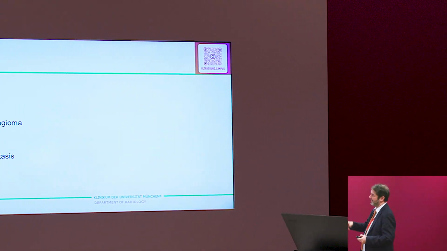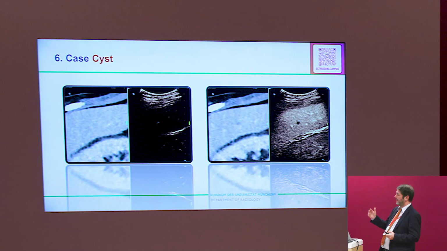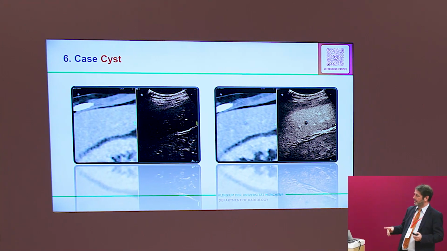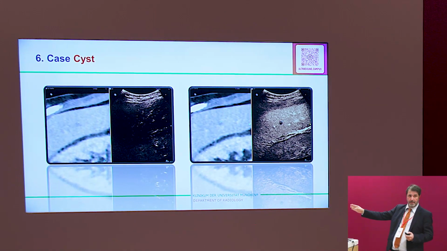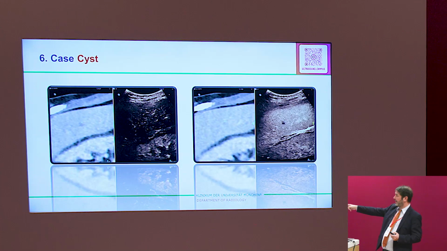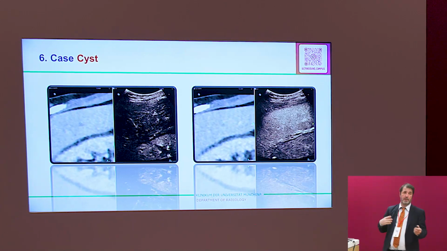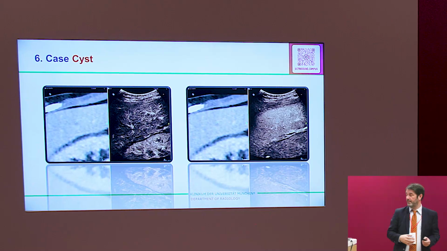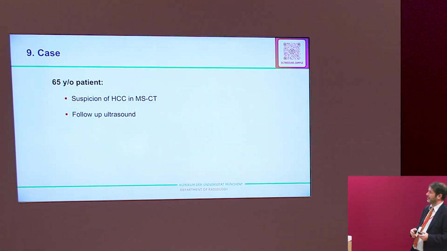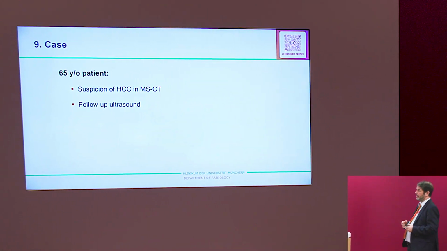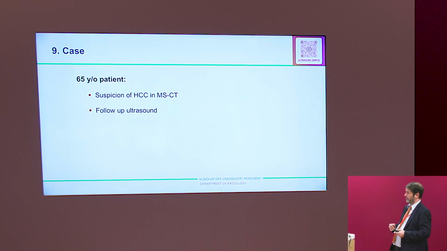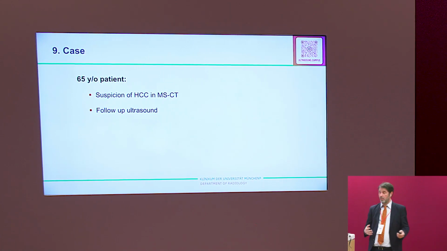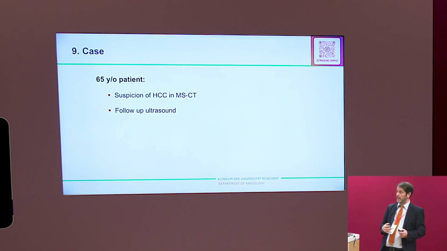So, probably it's a cyst, and the answer is absolutely correct. You see, from the beginning it's dark, and also in the late phase it's dark, not alive, no contrast inside, no liver mets. In the CT, they described suspicion of a hepatocellular carcinoma, and the patient was sent to us.